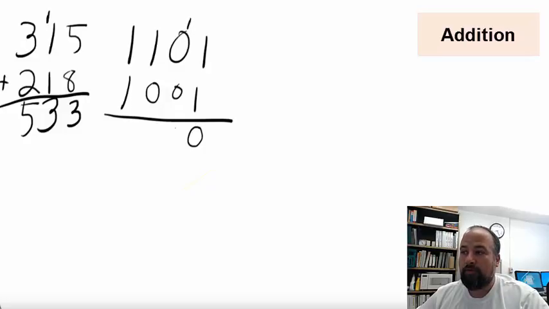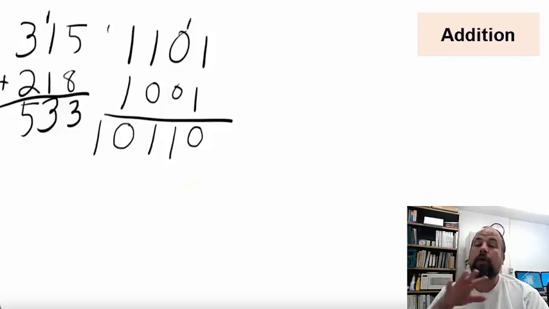1 plus 0 is 1. 1 plus 0 is 1. 1 plus 1, again, is 2. We cannot represent that. So we get 0, and we carry that over. So our final value is 10110. Works out exactly the same.